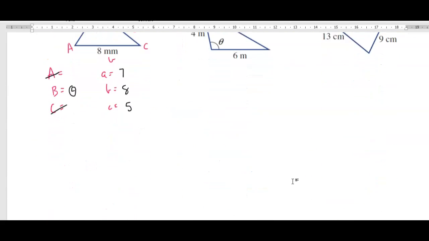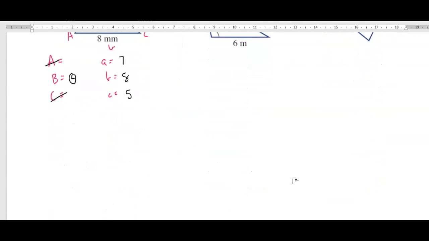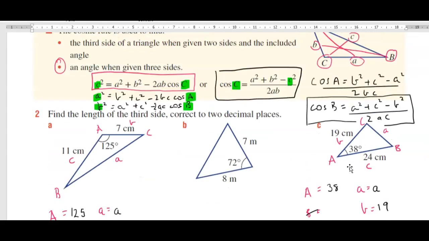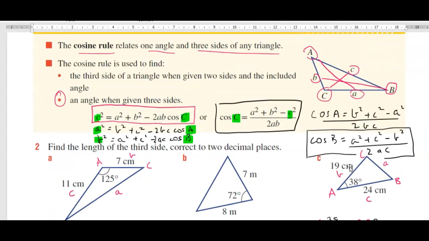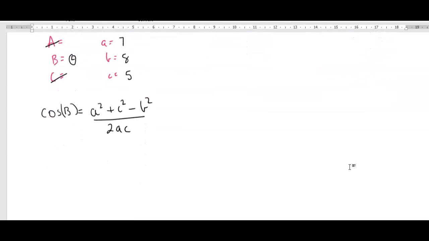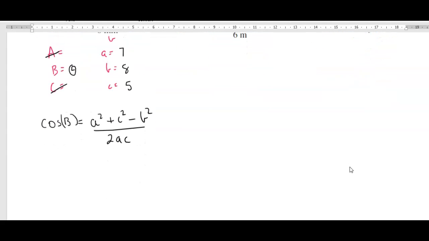Let's see if I can remember that. Cos B equals A squared plus C squared minus B squared over 2AC. Let me just check. I don't want to go any further unless it's correct. Beautiful. Okay, so let's substitute everything in.